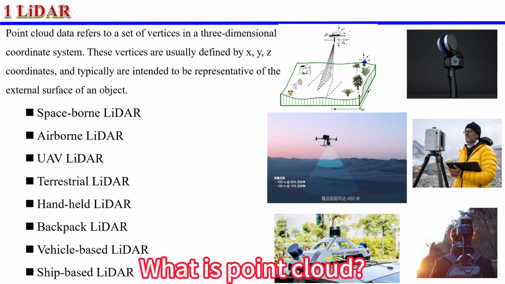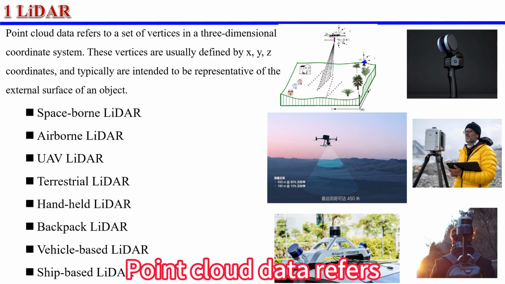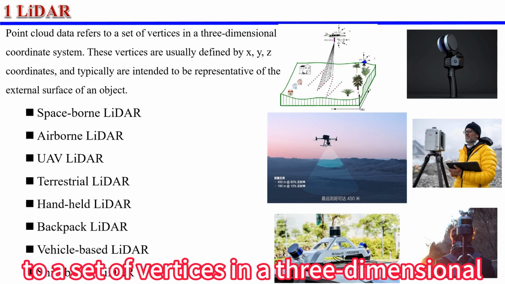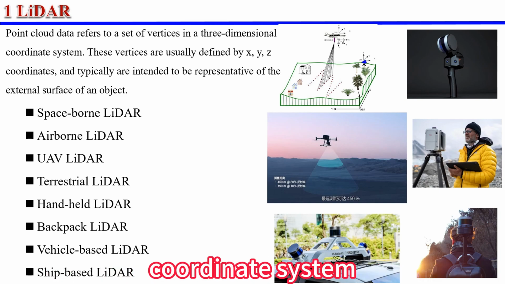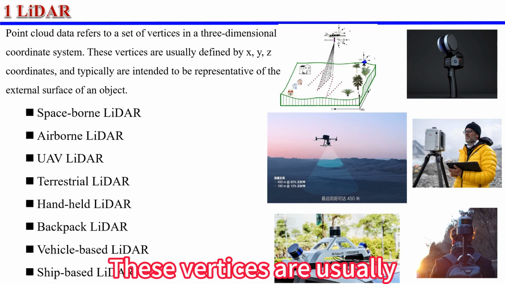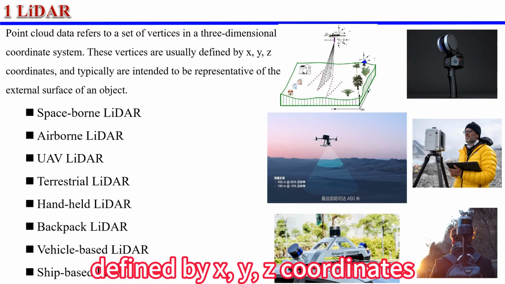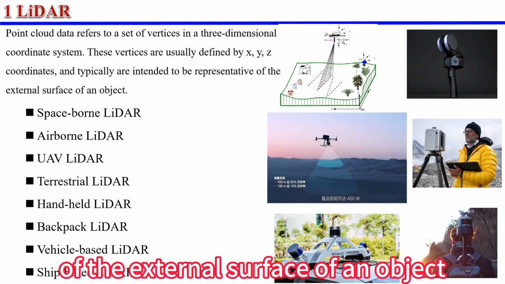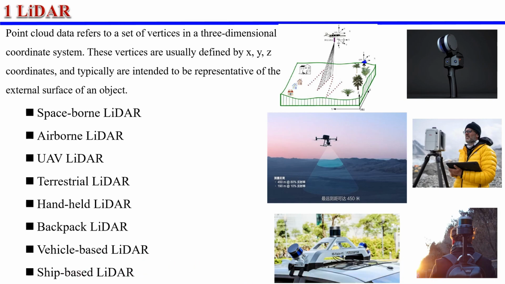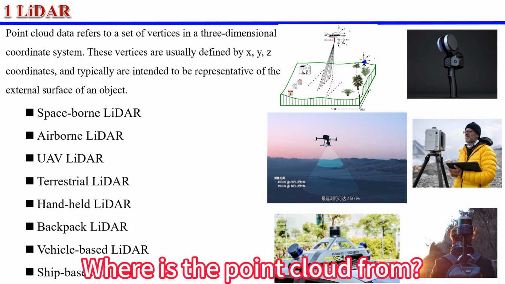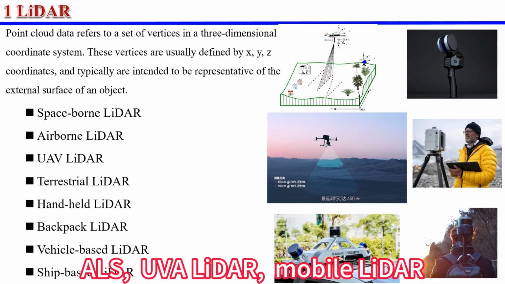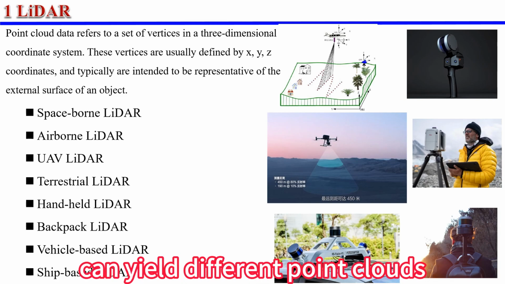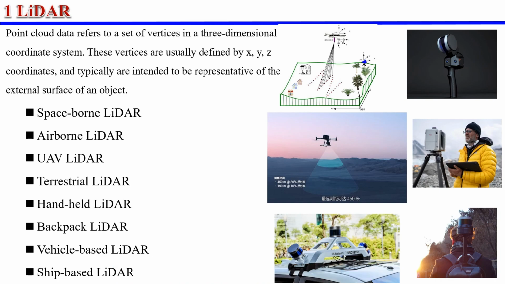What is point cloud? Point cloud data refers to a set of vertices in a three-dimensional coordinate system. These vertices are usually defined by x, y, z coordinates, and typically are intended to be representative of the external surface of an object. Where is the point cloud from? ALS, UAV LiDAR, and mobile LiDAR can yield different point clouds with different characters.